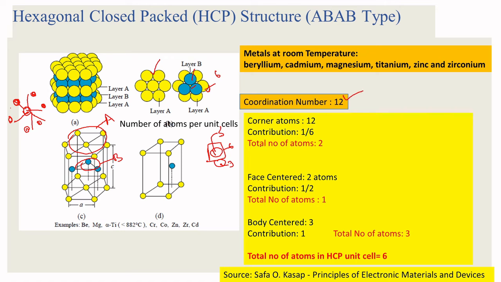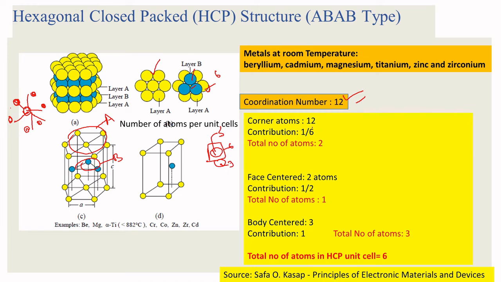So the nearest neighbors number 12, right? I hope you understood. This is A and this is B. Similarly, above also you have complete periodicity. It is an infinite arrangement with long range order, a continuous stack of layers. So the coordination number will be 12.